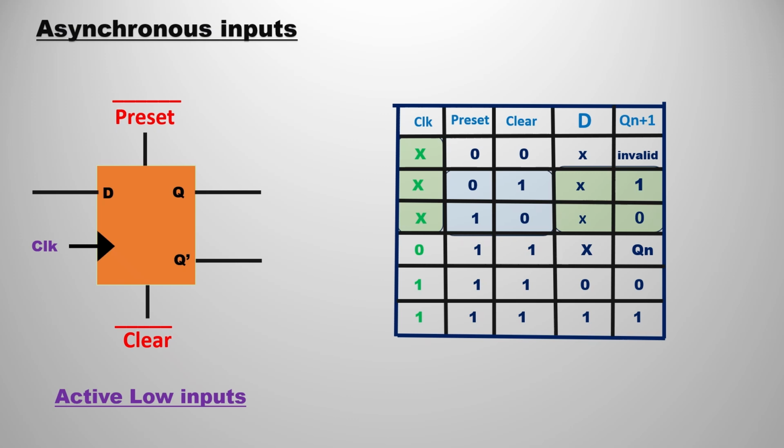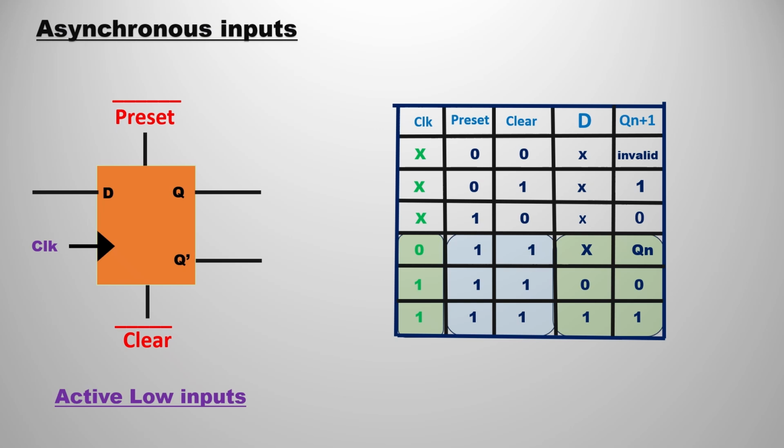When you pass preset and clear as 0 1, just invert them. Here preset is 1 and clear is 0. As preset is high, output would be high. If you observe inside the blue box, the next case is preset 1, clear 0. Invert both of them. Now it becomes preset as 0, clear as 1, so the output would be cleared. Just invert them, that's it.